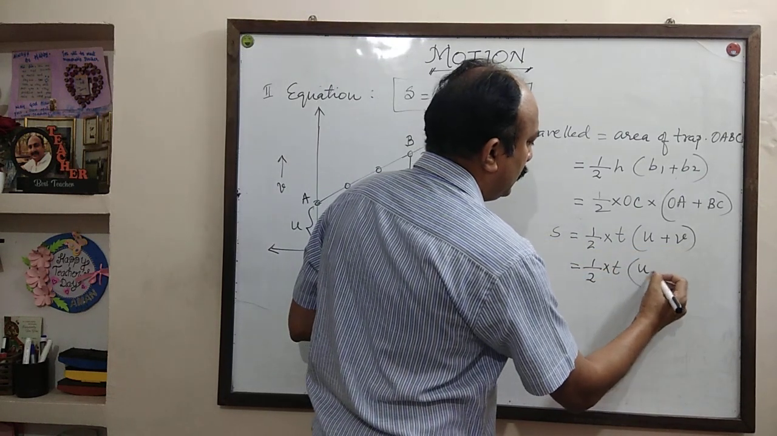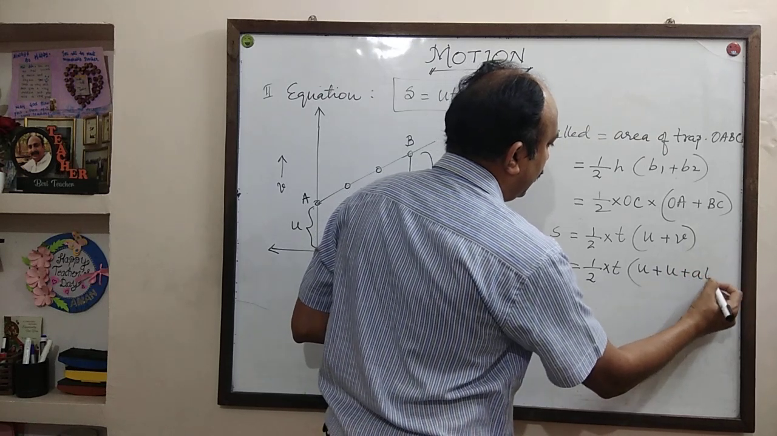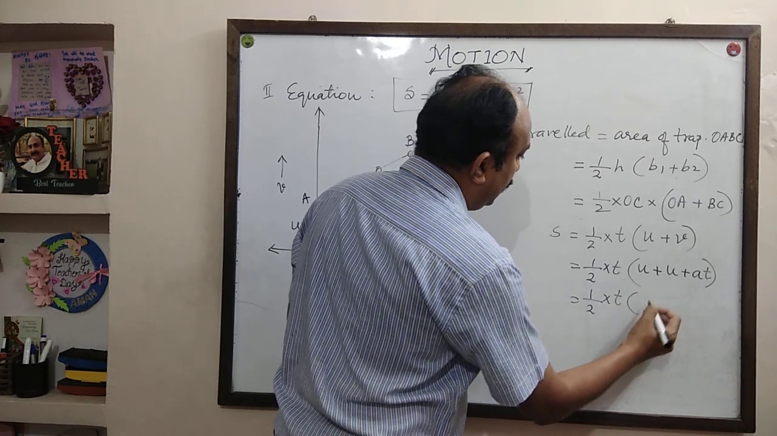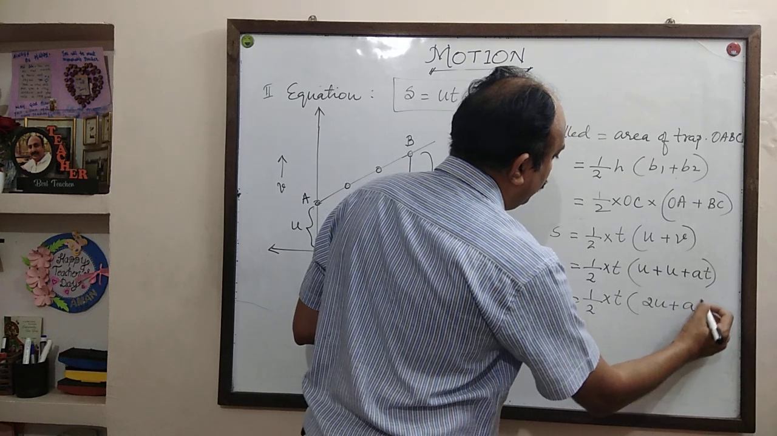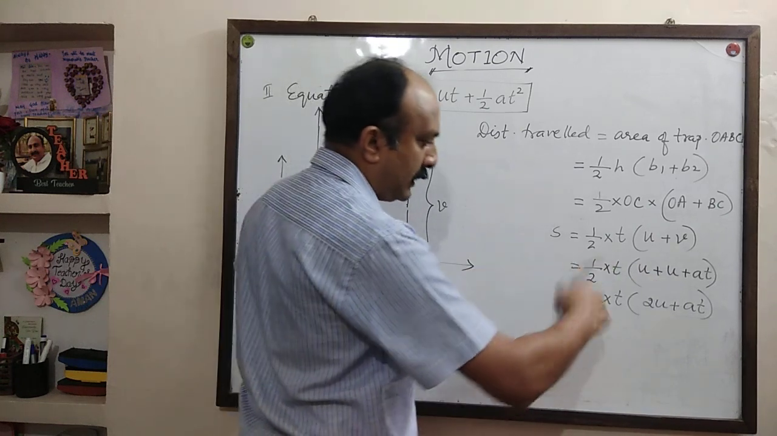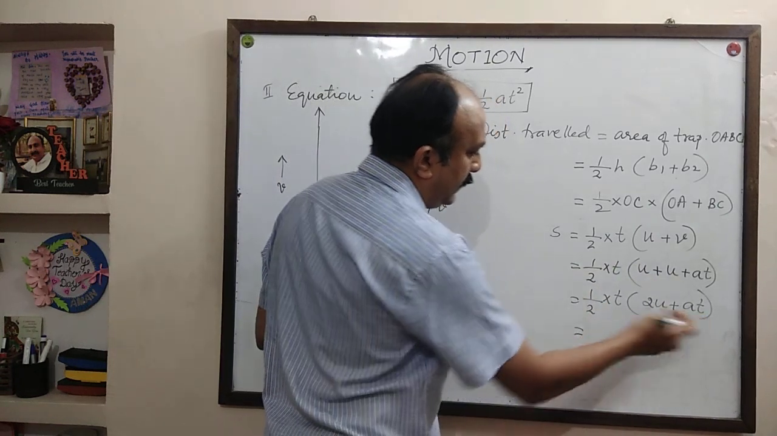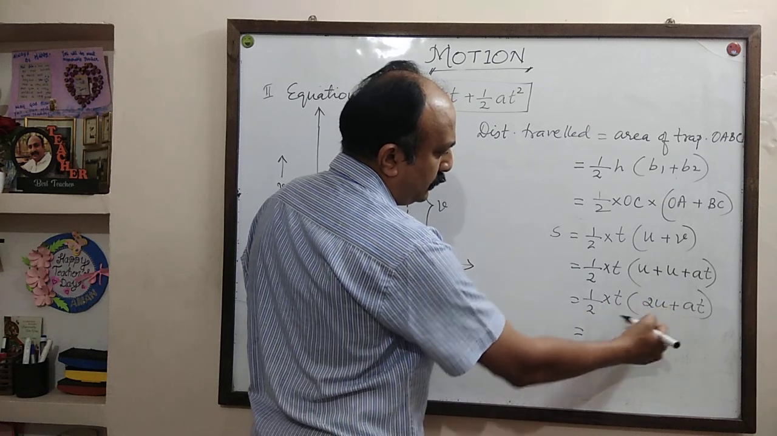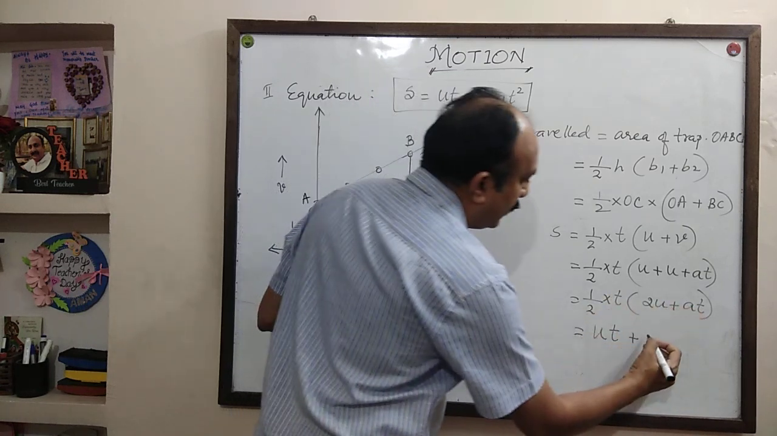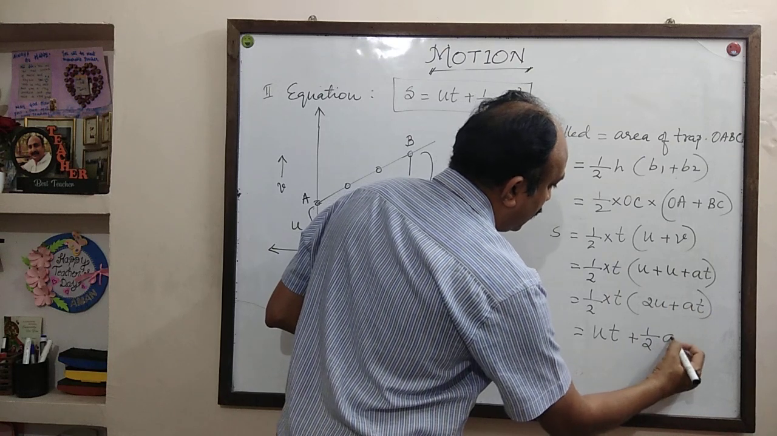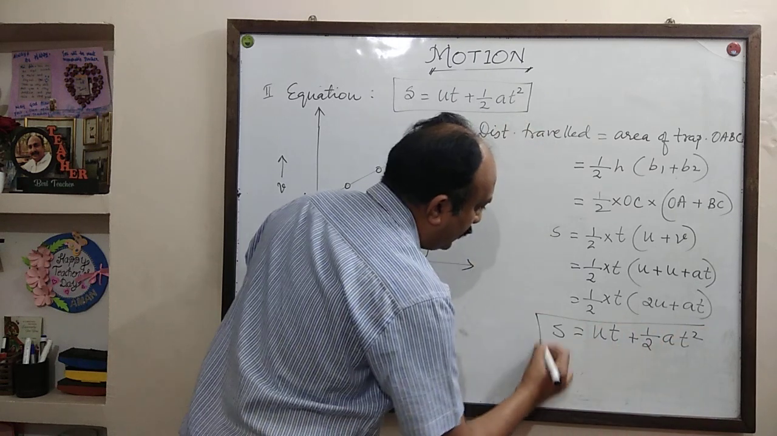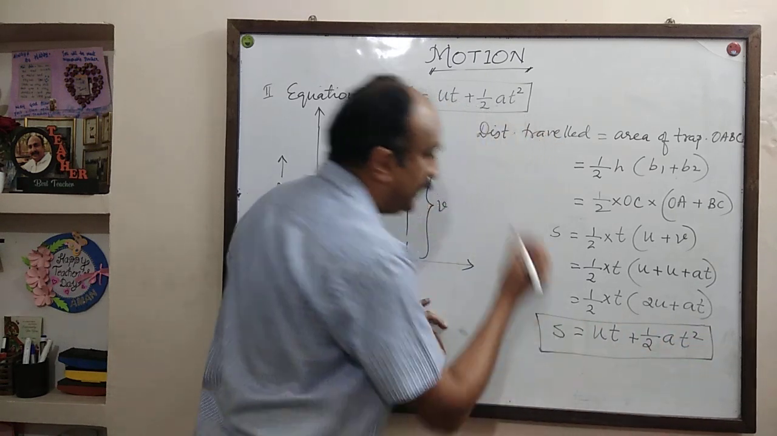So it becomes U plus AT, which is equal to half into T into 2U plus AT. Multiply 2U and AT by half T. Half T into 2U, 2 got cancelled, it is UT. AT into half T, half A, T into T, T square. So we got S is equal to UT plus half AT square.